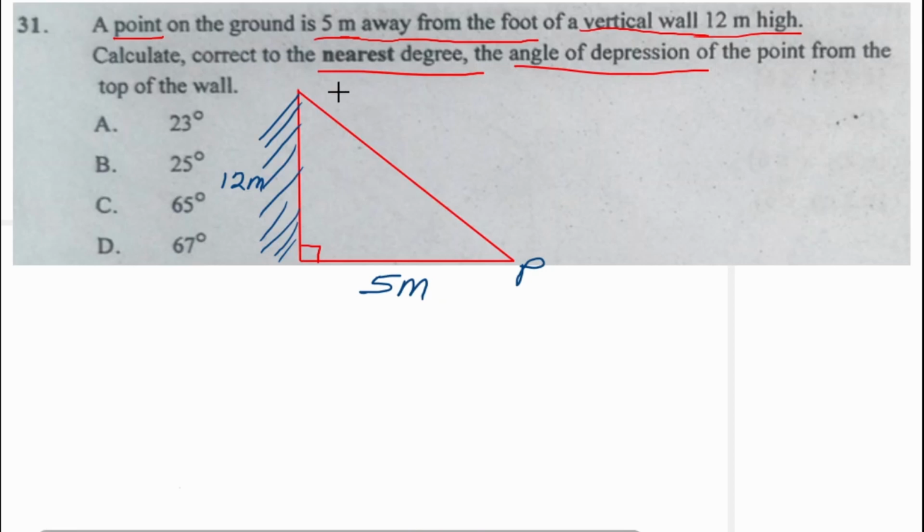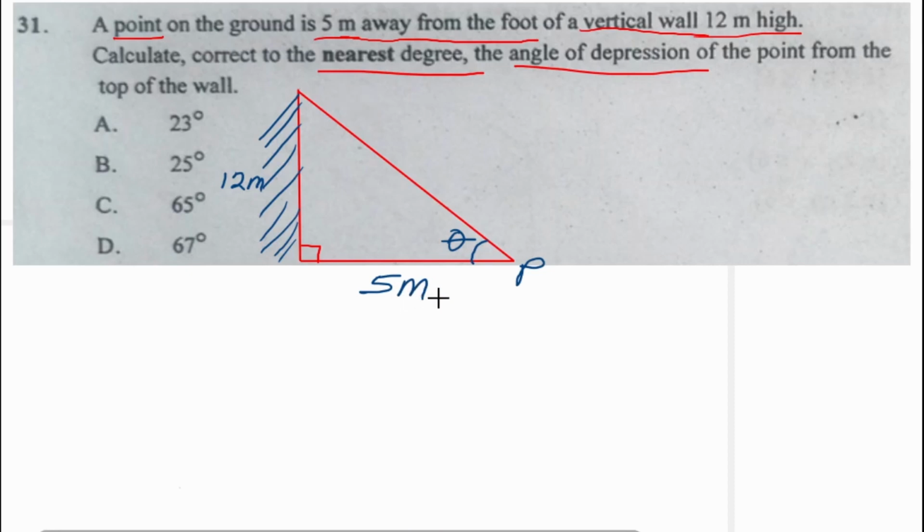Then the question says you calculate, correct to the nearest degree, the angle of depression. So the angle of depression is someone standing on top of the wall and looking at P. So it will be here, which is theta. The actual angle of depression is supposed to be here. But then this angle and this angle are alternate interior angles, so they are equal. Because of that, we're going to use this because it falls within our triangle.